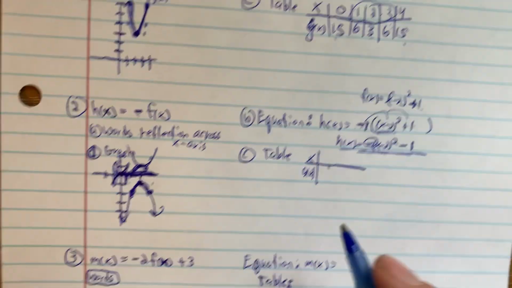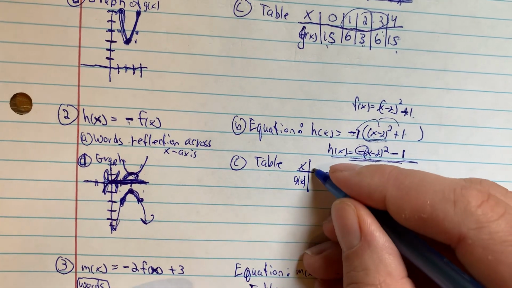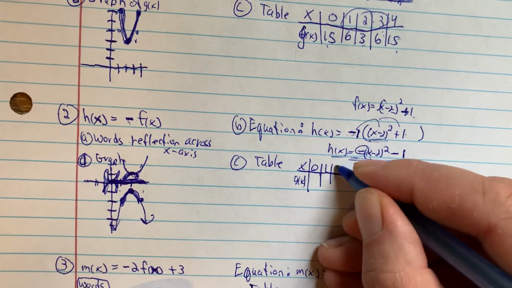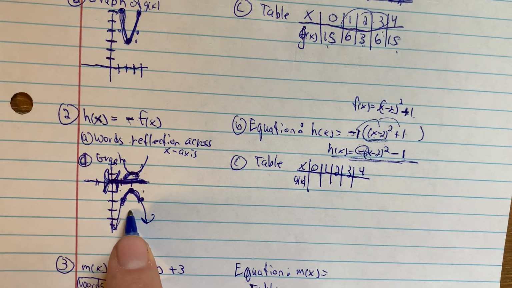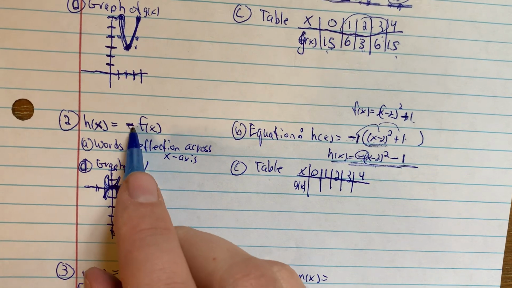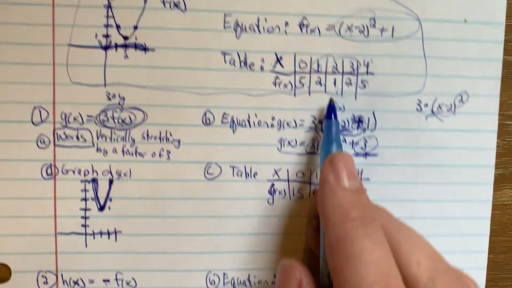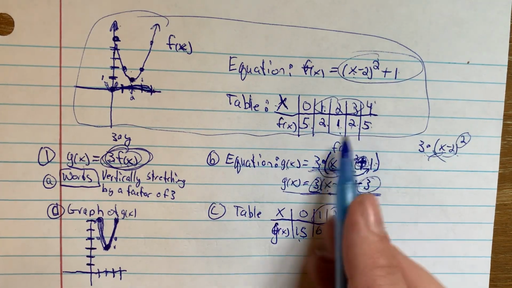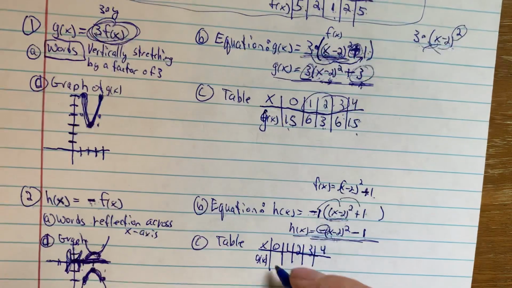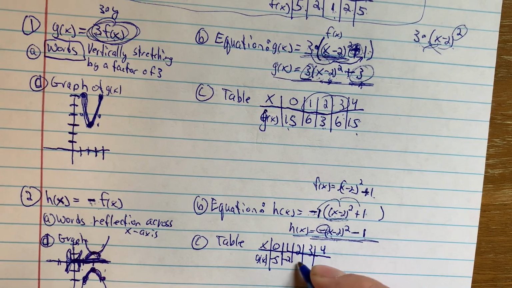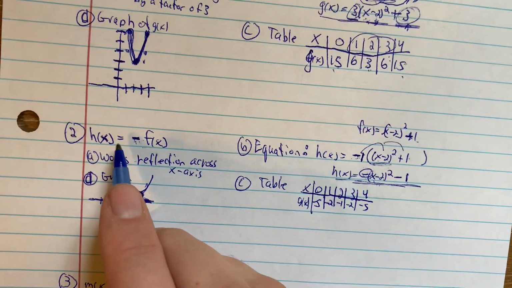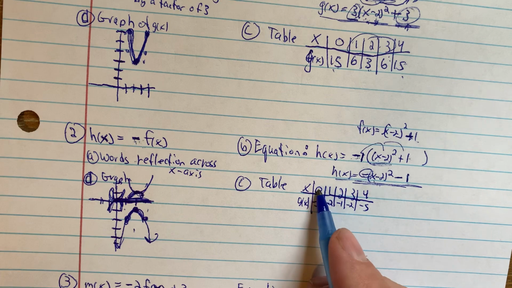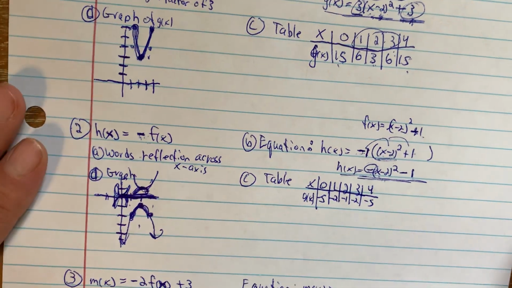How about the y values? What are the y values at 0, 1, 2, 3, 4? We can get them off of the graph, or we can recognize it's just the negative of all the original y values. So here was the table. We're just going to do negative of the original y values. So it's -5, -2, -1, -2, -5. I just made all of the y values negative because that's what this equation says to do. H of x is just negative of all the y values. Notice that the x values did not change.